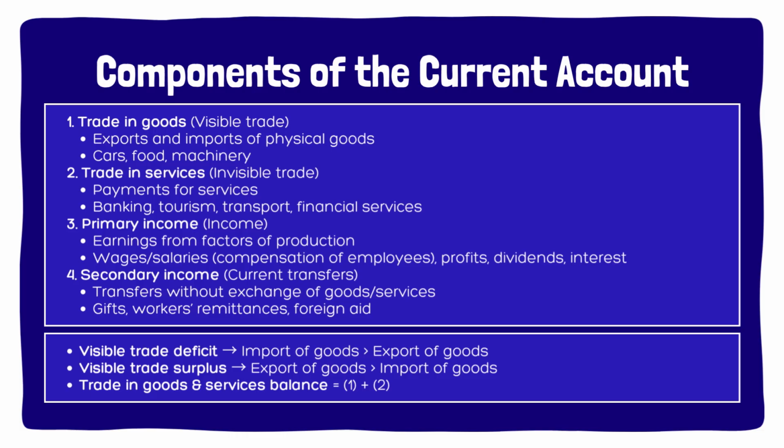Trade in goods includes exports and imports of physical products such as food, machinery, and cars. If export earnings are greater than import spending, there is a trade in goods surplus, but if imports exceed exports, there is a trade in goods deficit.